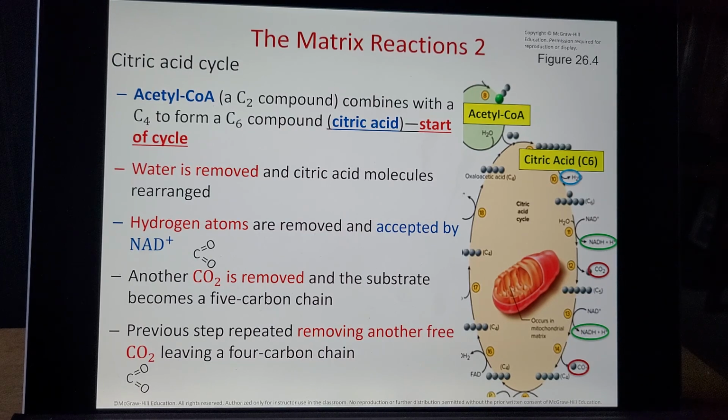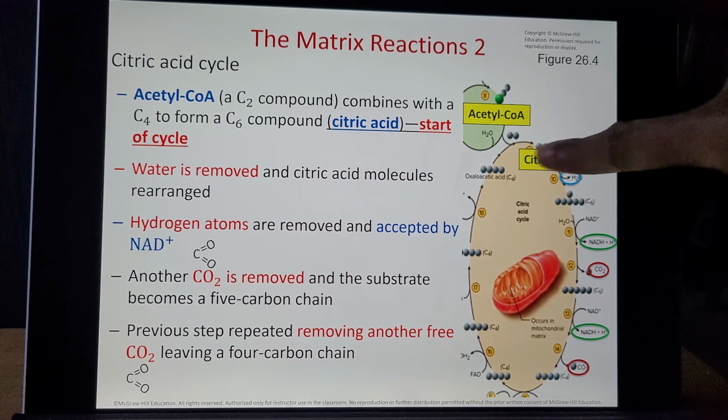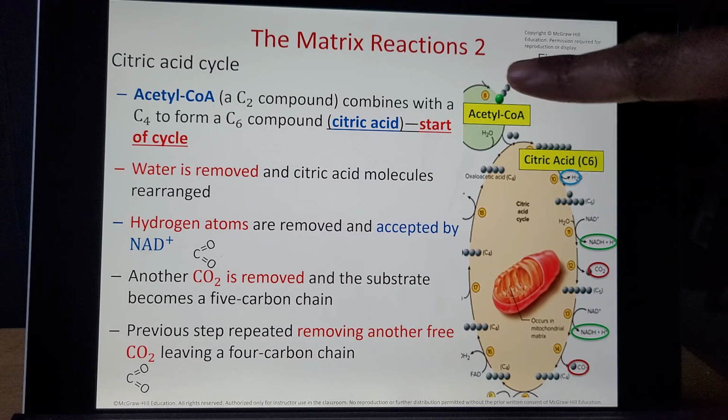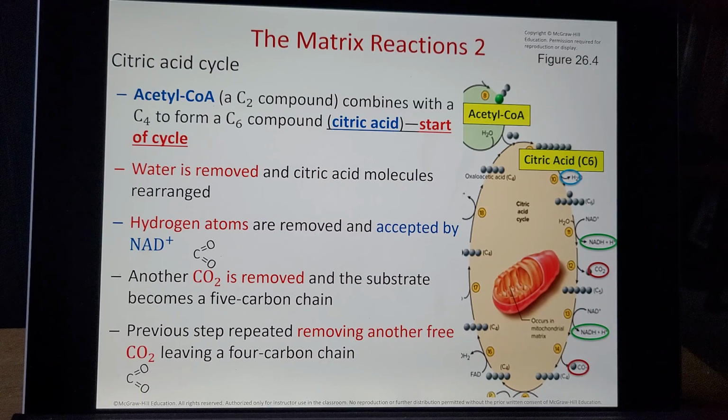So that's what we're doing when we break apart lipids in order to extract out energy. We're just stealing 2 carbons. We don't need the rest of it. We just need those 2 carbons so we can make citric acid and start our cycle. So that's our first molecule of our citric acid cycle.